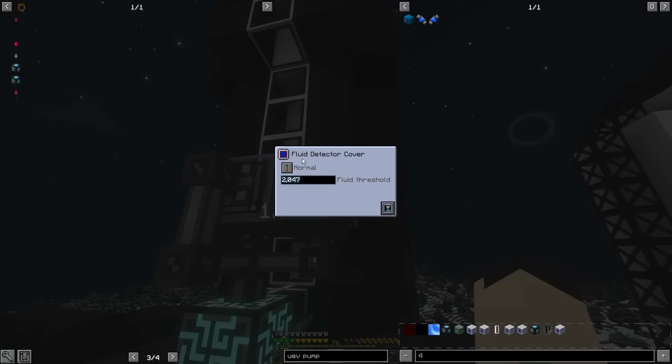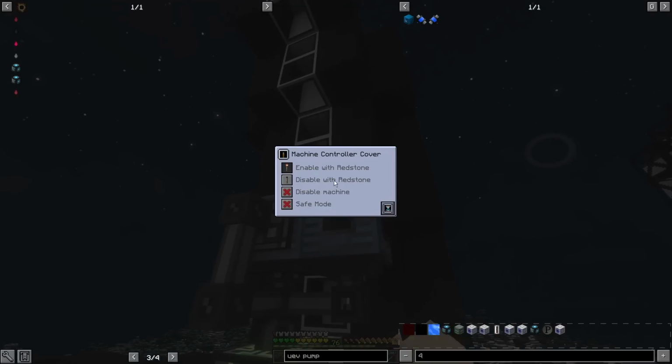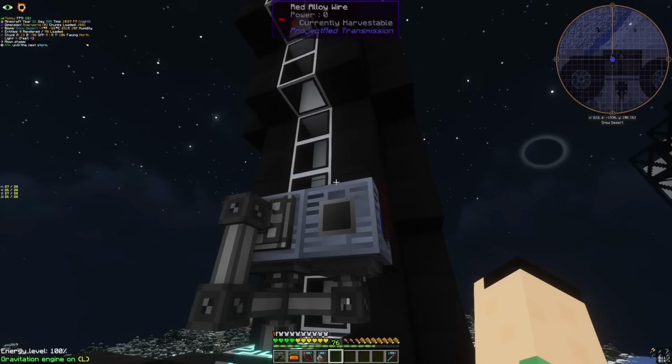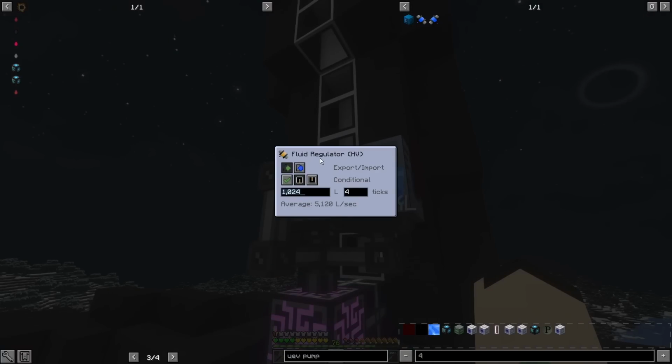This super tank has 3 covers on it. It has a fluid detector cover set to 2047 and normal mode. The top face has a machine controller cover set to enable with redstone. And this face, the one that's touching the main super tank, has a fluid regulator, use machine processing state, and it does 1024 liters every 4 ticks.